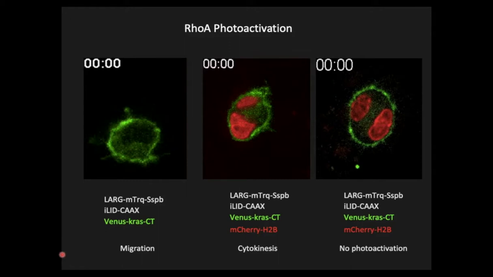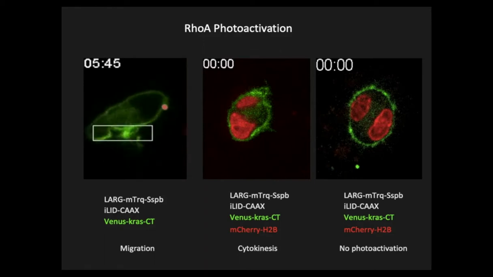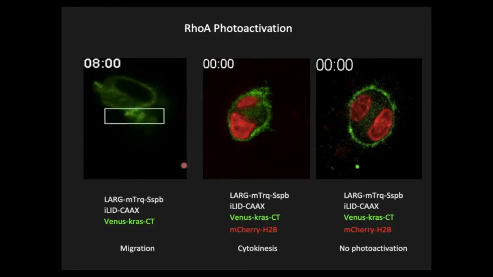Then in the first movie, you will see an example of cell migration induced by RhoA photoactivation. In green, you will see the membrane marker, and also you will see a white rectangle or box that represents the region where we shine light. You will see this box in all my movies. And we can see how the cell moves in the opposite direction to the light, immediately when I start to shine light.